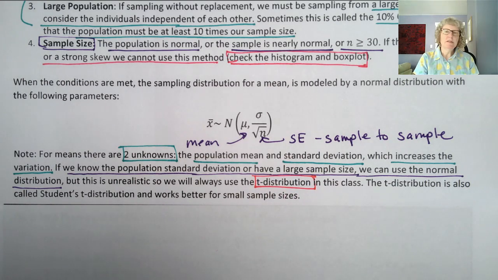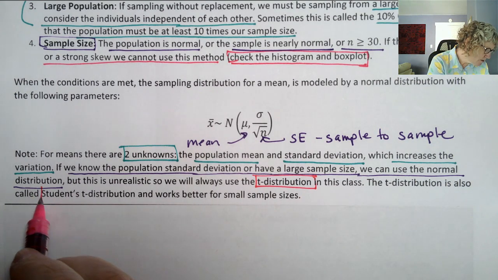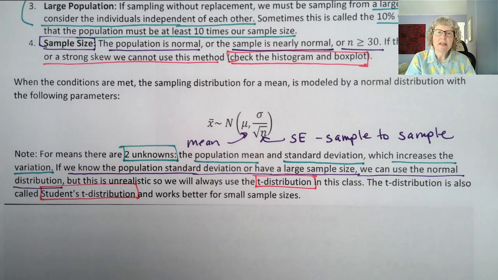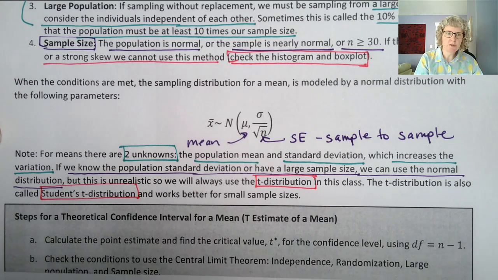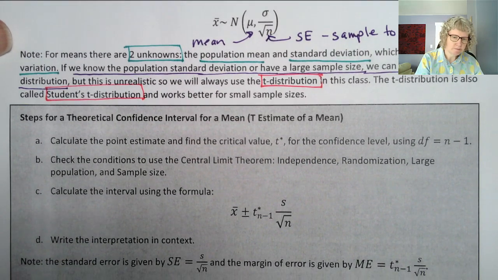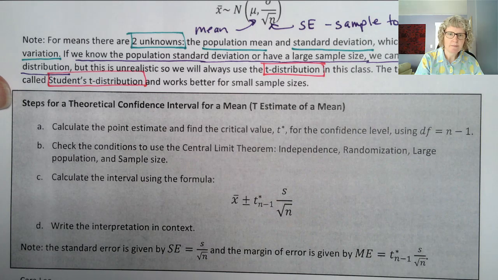Okay, now this is why we're using the t distribution, because the normal doesn't work well for small sample sizes, because we have this extra variation. The t distribution is also called the student's t distribution. It works better for small sample sizes. So I'll show you more about the t in just a moment, but first I want to show you the steps for a theoretical confidence interval. Then I'll show you more about the t.